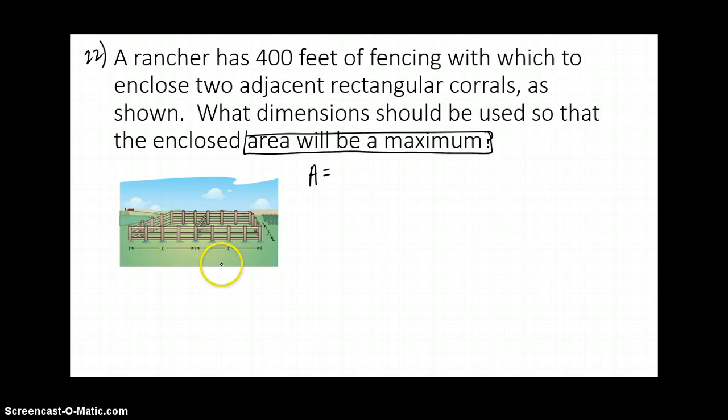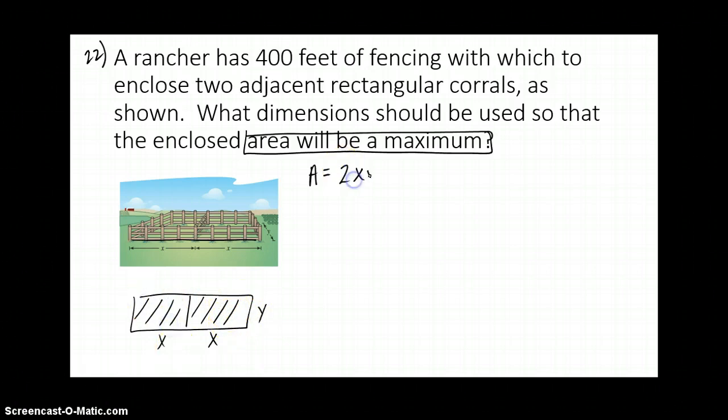Okay, now this gets a little bit tricky. The area of this, so we have 2 adjacent corrals, X, X, and Y. So the area would be X times Y plus another X times Y. So the area would be 2X times Y. All right, we have to take into account this fence here as well with the given information. So the rancher has 400 feet of fencing. So if I'm talking about fence around each corral, that would be my perimeter. So my perimeter, I have 4 X's and 3 Y's.